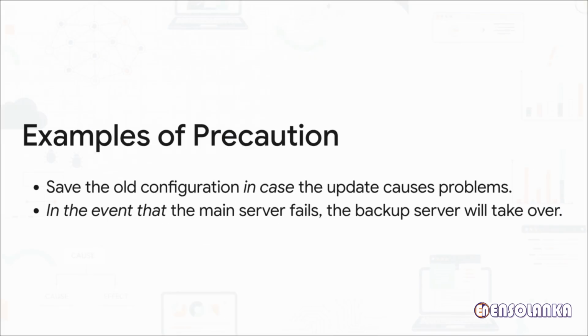You'd say something practical like, save the old configuration in case the update causes problems. But then you have the more formal version. In the event that the main server fails. That's the kind of language you'd use in official documentation or a service-level agreement where you're clearly outlining a plan.